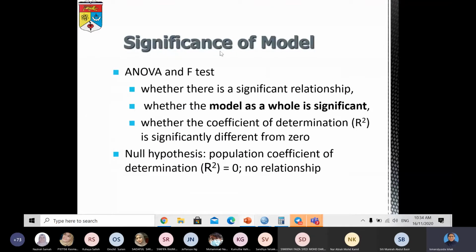The value of the F test, the ANOVA test, shows whether there is a significant relationship, whether the model as a whole is significant, or whether the R square is significantly different from 0. So in this MLR, the null hypothesis is that the population coefficient of determination R square is equal to 0. That means no relationship.